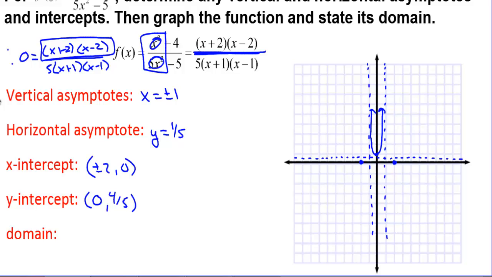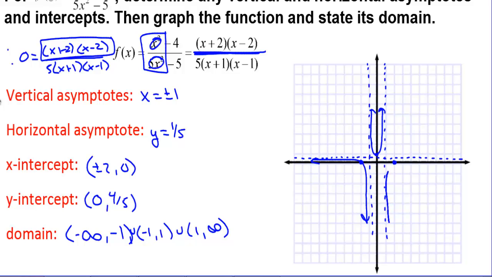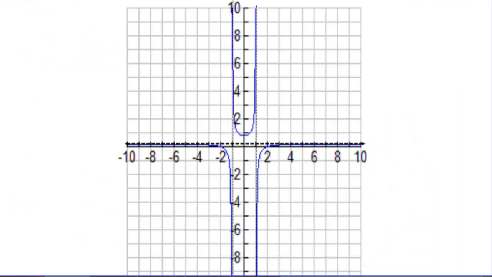The domain is from negative infinity to negative 1, union with negative 1 to 1, and then we have 1 to infinity, but we haven't finished the graph. Since I have these x-intercepts, I'm pretty confident that in region 1 it does this, and in region 3, off to the right here, it's going to hug those asymptotes like that. Let's look at the nice graphing utility picture we have, and that's exactly what happens right there.